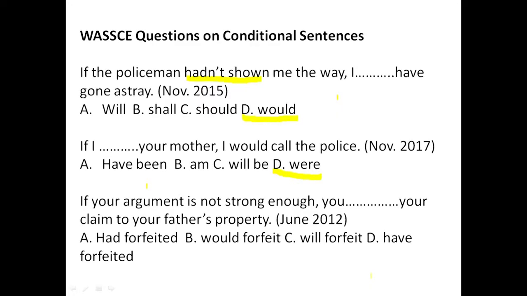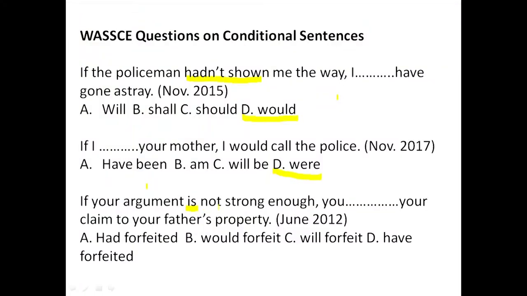So we proceed. If your argument is not strong enough, the is underscores a lot. So the if gives us an impression of the fact that we are dealing with condition 1. Condition 1, under the condition, we require what? We require present simple, and under the consequent clause or result clause, we require what? We require the will aspect. The will do, will run, will imagine, like that.